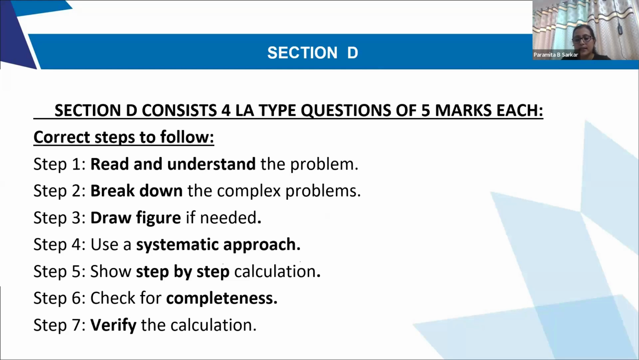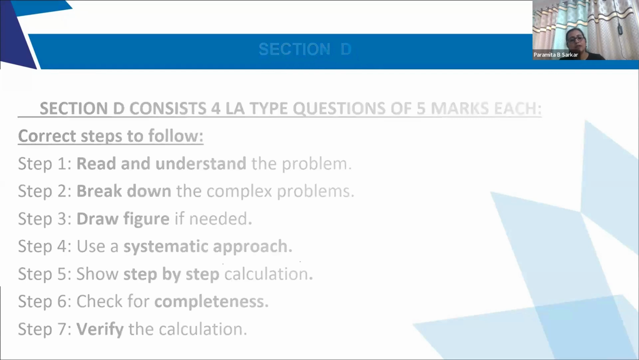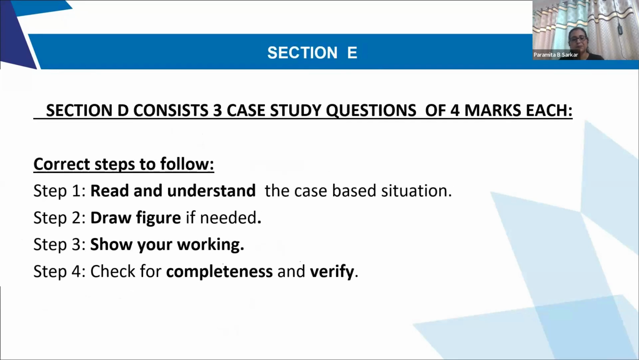So it is expected that you should show all the minute calculations for this theorem. Again I'm telling you, show step by step calculations, check for completeness.